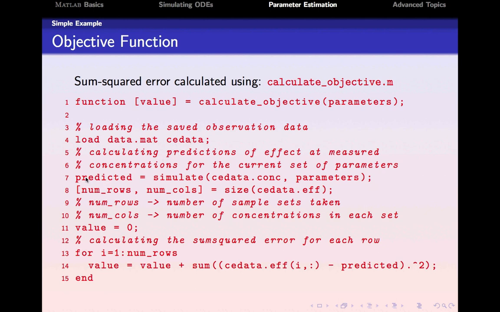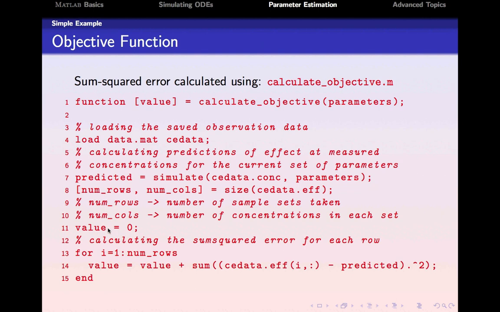Next we need to get our predicted values. So predicted here is going to be the result of our simulated. We're simulating, sending in the concentration from the concentration effect data and the set of parameters that was sent into calculate objective. Then I go through and get the size, which in this case is a built-in MATLAB function that returns the number of rows and number of columns.